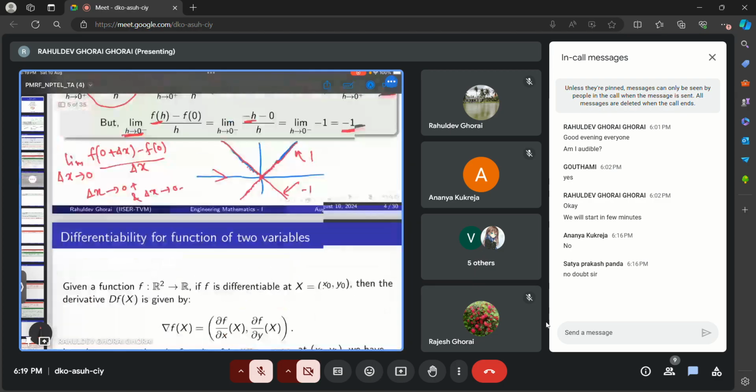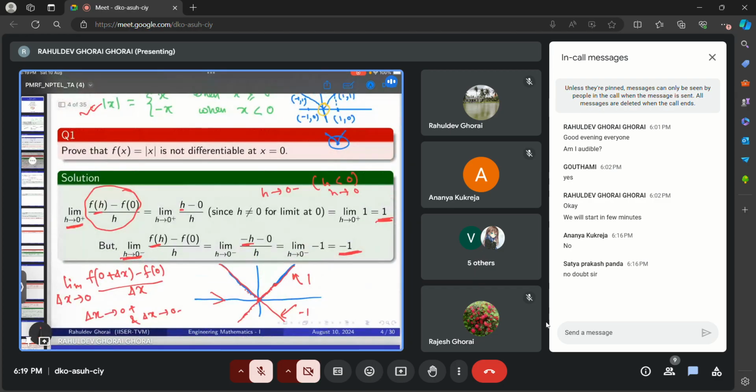Okay. So now, any question up to here? Then we'll move to this. I think you understood. If not, you ask me. Otherwise, we will move to the next, mainly the differentiability for two variable functions. That's why I'm telling you, if you have any doubt in the one variable, the function of one variable, you tell me.